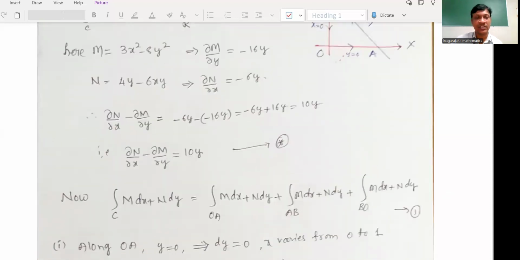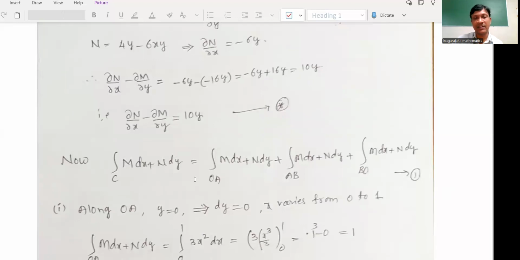So first, the integral over C of M dx plus N dy is equal to the integral along OA plus the integral along AB plus the integral along BO. Let this be equation number 1.